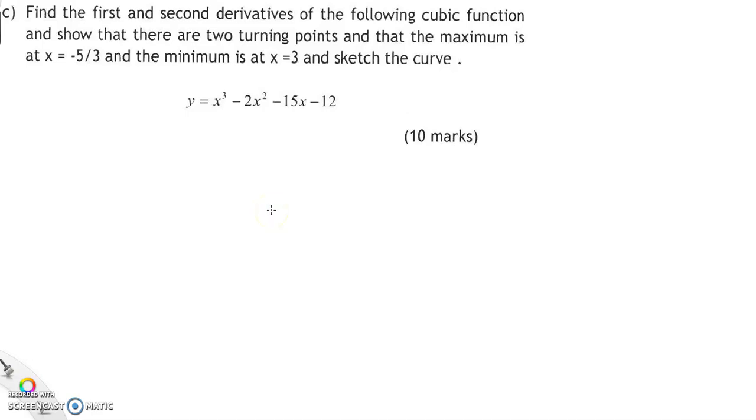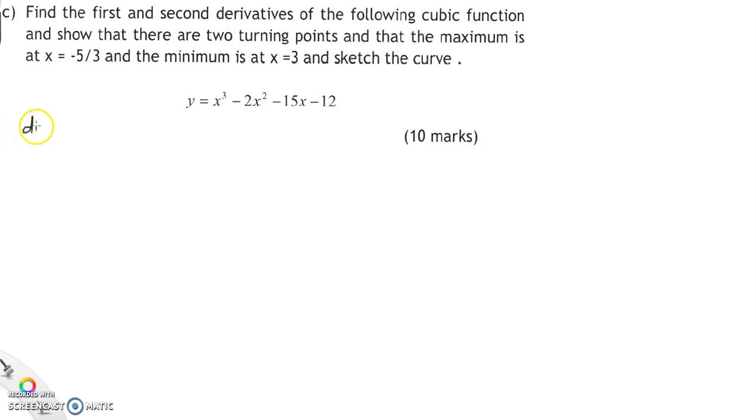Find the first and second derivatives of the following cubic function and show that there are two turning points, and that the maximum is at minus 5/3 and the minimum is at x equals 3, and sketch it. Right, first derivative, that's not much bother anyway, right? So just switch to black here. That's y equals that there.